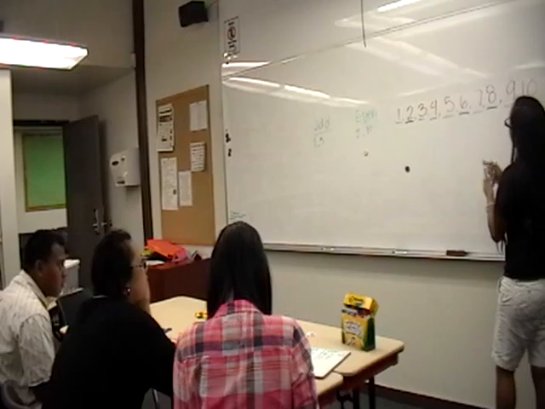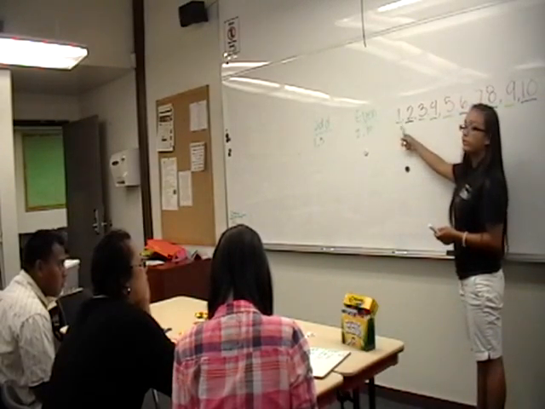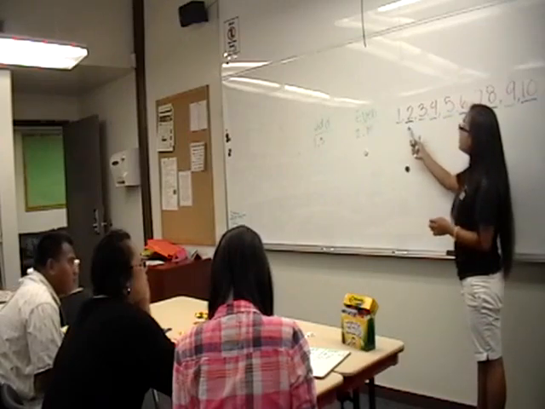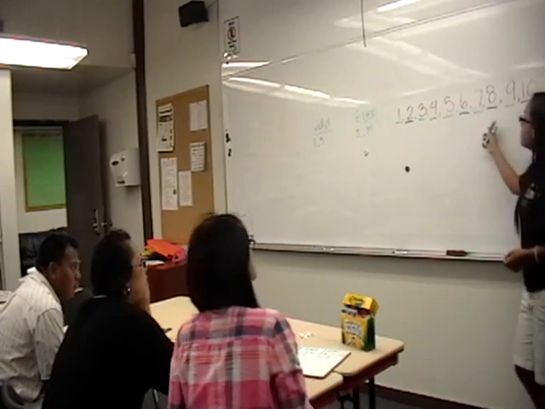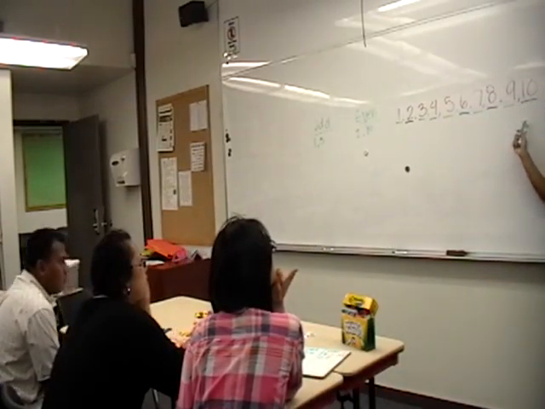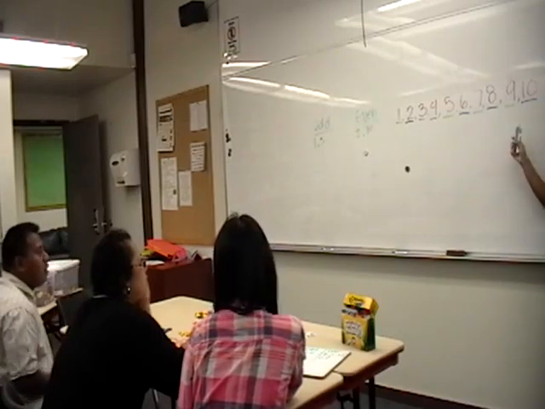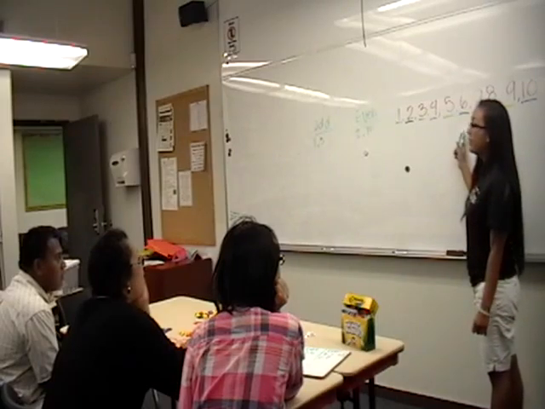all of the odd numbers, I put a green line, and then all the even numbers, I put a blue line. So from what I've put on the board, what can you guys see about odd and even numbers? Any ideas? Yes, Yo-Yo? A pattern. Oh, a pattern.